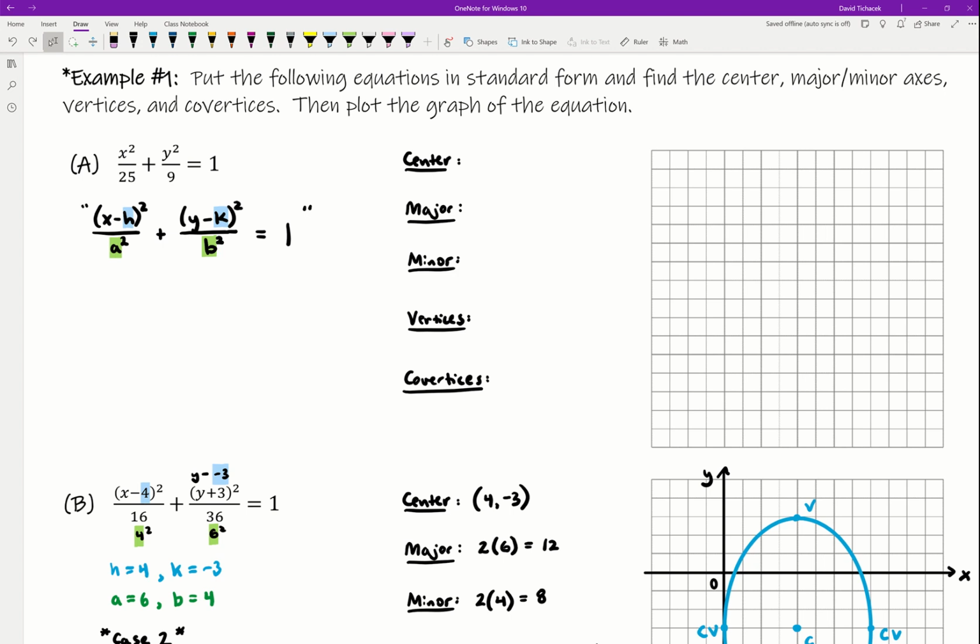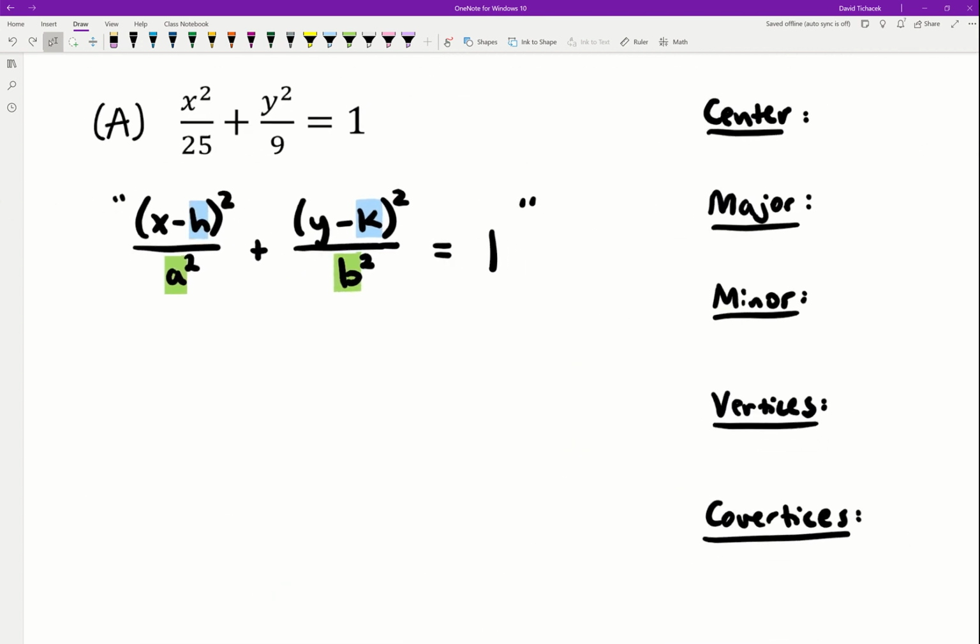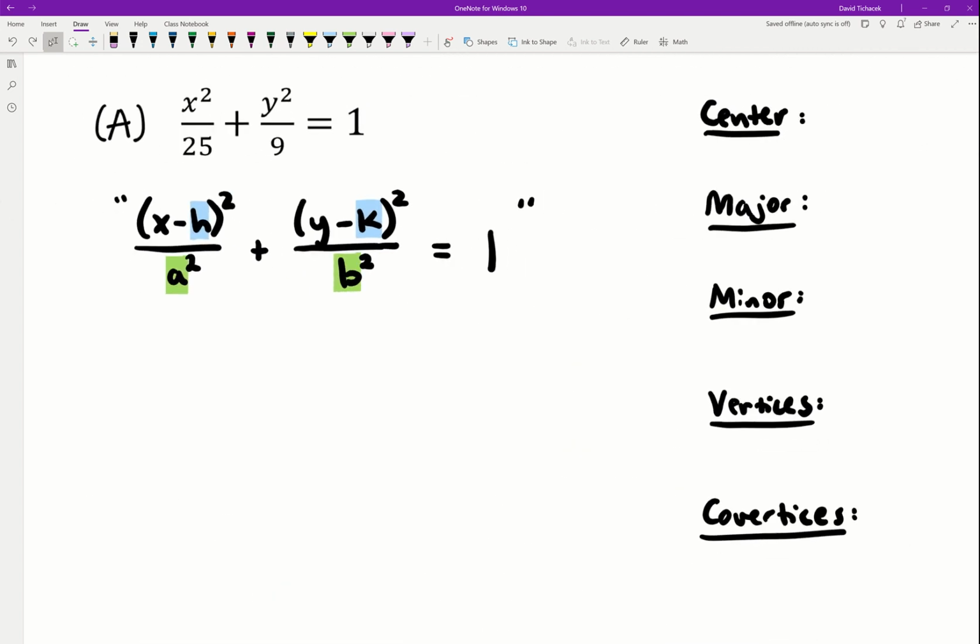So we need to find the center, the lengths of the major and minor axes, and then the vertices and the covertices. Looking at part A, it looks like we have x squared over 25 plus y squared over 9 is equal to 1. What I have written underneath is just the standard form.